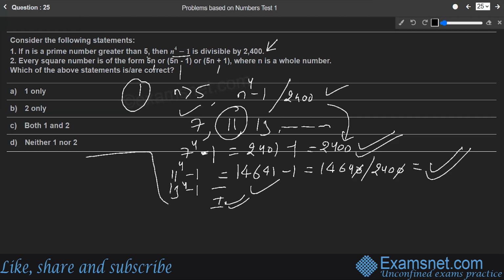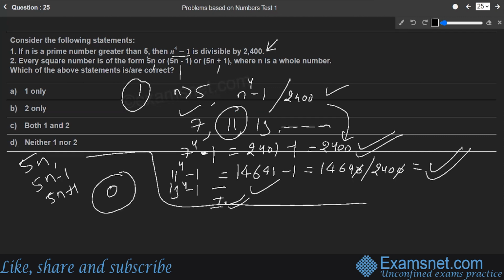Let us take the second statement. The second statement is every square number is in the form of 5n, 5n minus 1 or 5n plus 1. Every perfect square lies in one of these forms, where n is a whole number. So let us begin with the first whole number itself. The first whole number is 0. Then we have 1, then 2, then 3, and so on.